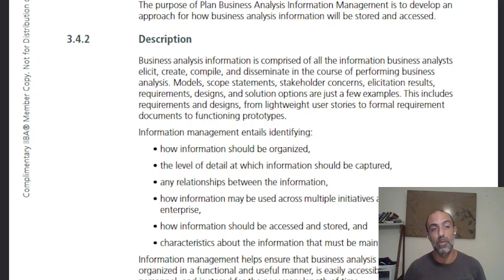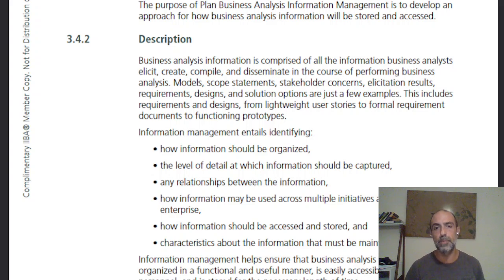Imagine talking to stakeholders. Imagine doing research about previous case studies. Imagine doing research about the current market and the current company in the market and the current company culture and reading through documentations of the company. All of that is information, man. A lot of reading, man. It's fine. Models, scope statements, stakeholder concerns, elicitation results, requirements, designs, solution options are just a few examples. This includes requirements and designs from lightweight user stories to formal requirement documentation to functioning prototypes.